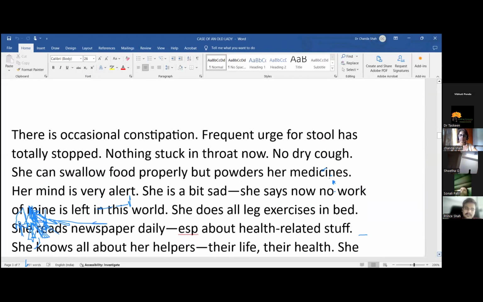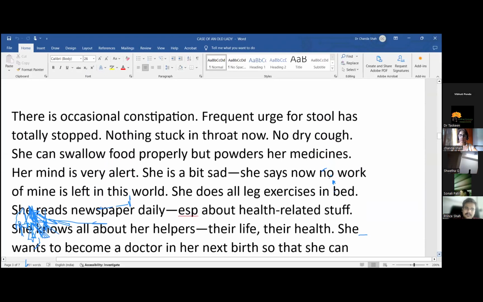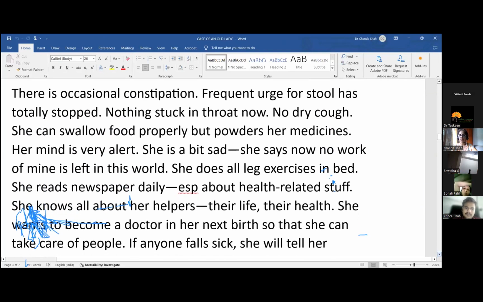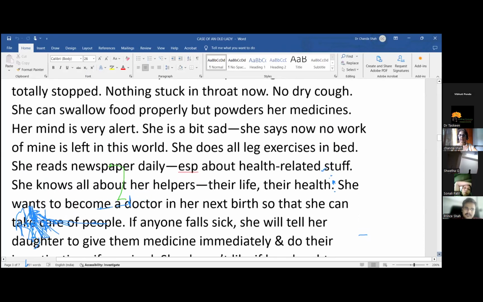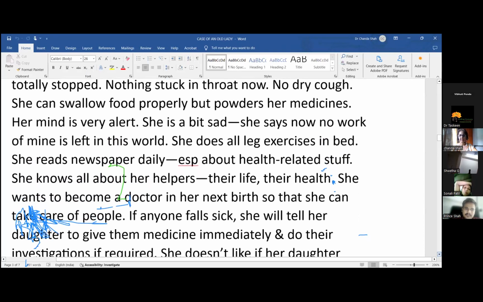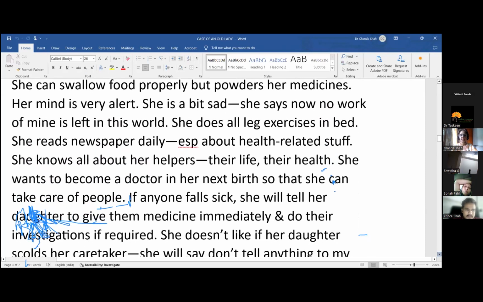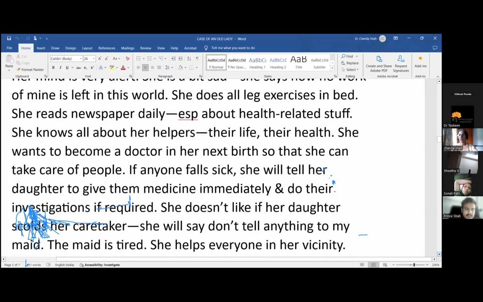Now at 94, her mind is very alert, but she's a bit sad. She says, now no work of mine is left in this world. On the bed, she does all the leg exercises. She reads the newspaper daily, especially about health-related stuff.